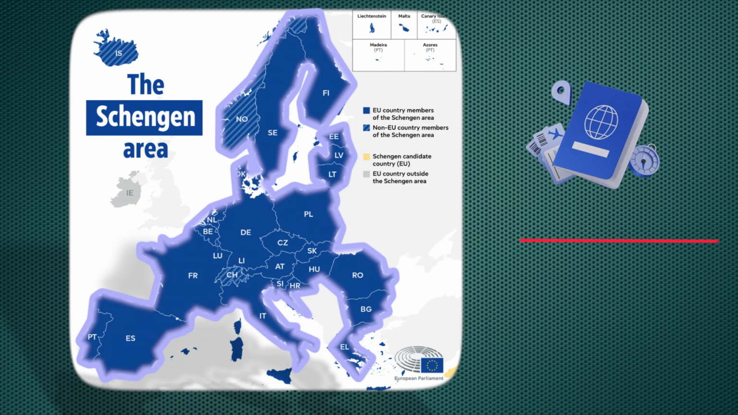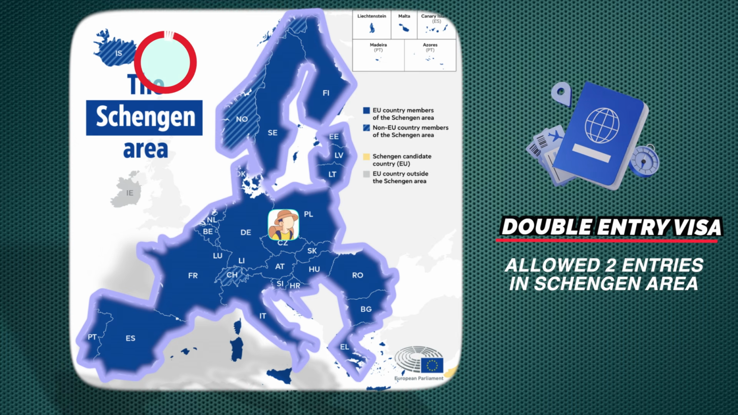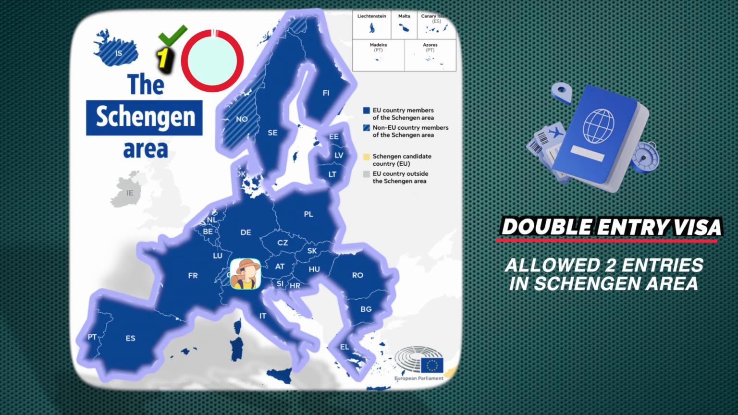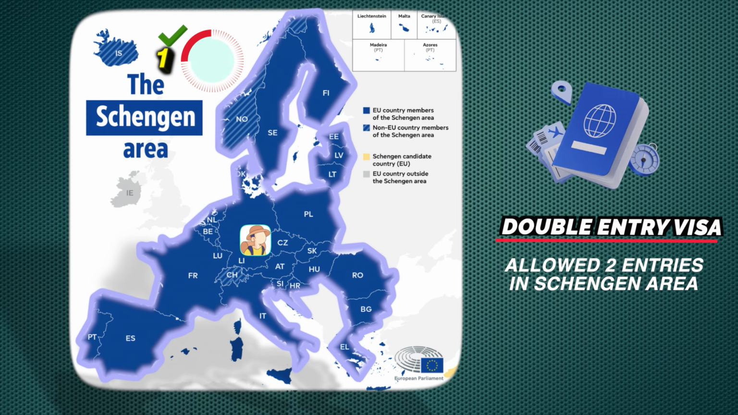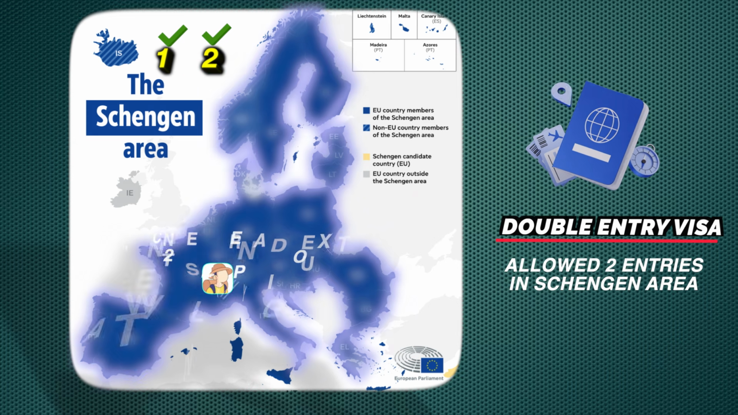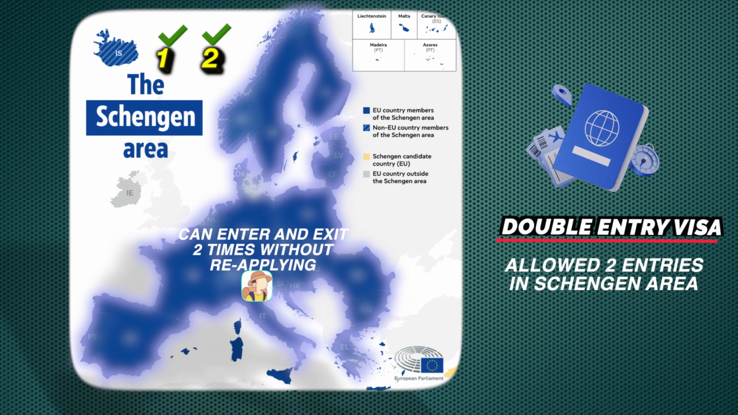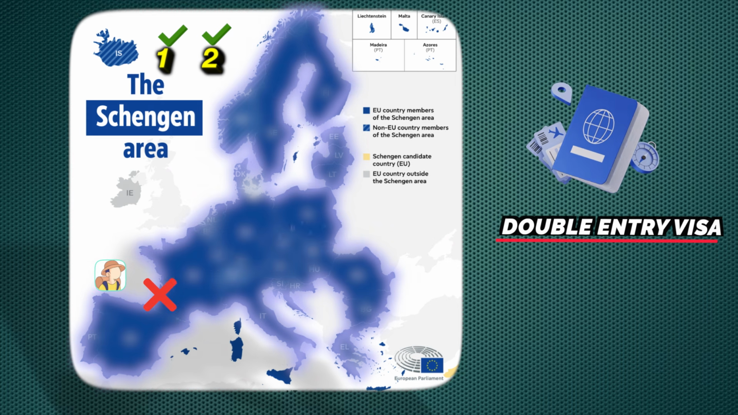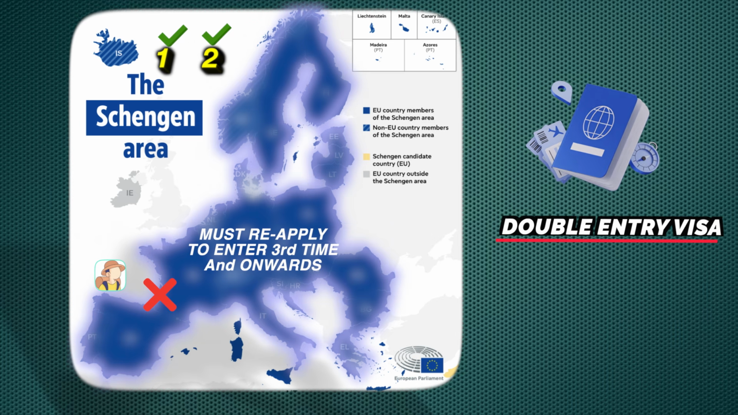Now with the double entry visa, you can do this 2 times. So you can enter Schengen area, visit as many countries as you want without leaving Schengen area, and once you exit, that completes 1 entry. But because you have a double entry visa, you can enter the Schengen area again from your home country, meaning you can fly back to Schengen area and visit as many countries as you want and then exit again. And this will complete 2 entries. So basically on a double entry visa, you can enter and exit Schengen 2 times without having to reapply for the visa, as long as you are within the validity period of your visa. Once you complete 2 entries, if you want to enter Schengen again for the 3rd time, that's when you will have to reapply for the Schengen visa.